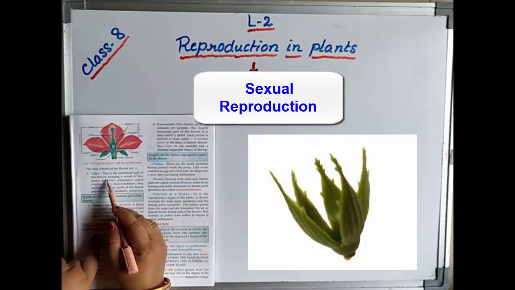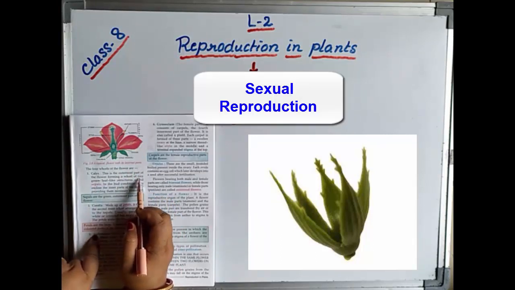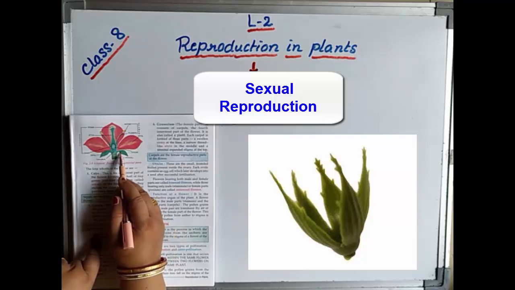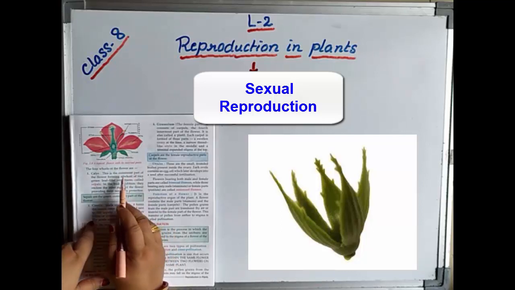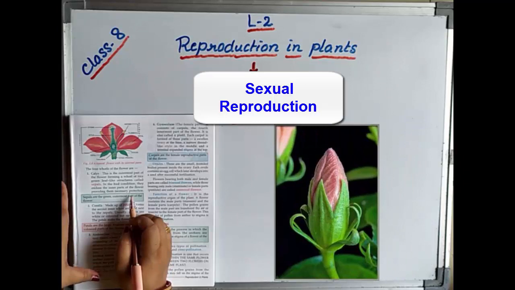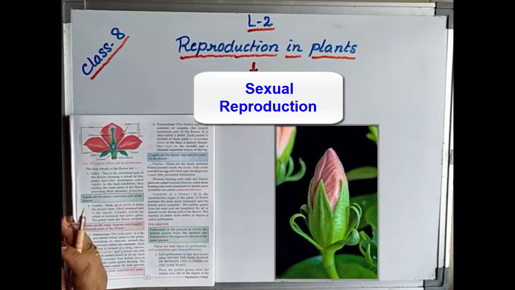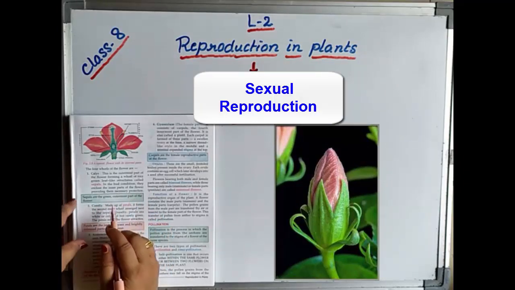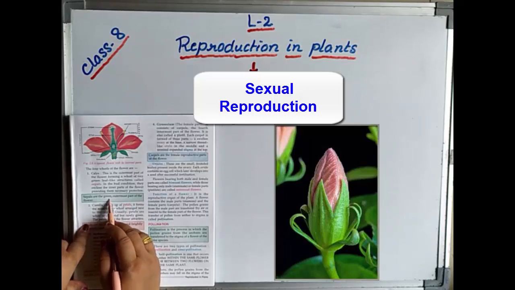Okay, the outermost part of the flower is formed of tiny green leaf-like structures, and these are known as sepals. In the bud condition they protect the flower. They protect the inner parts of the flower from the outside atmosphere. In the bud stage you will see that they are fully covered, and sepals are normally what? Green, and it is the outermost part of the flower.